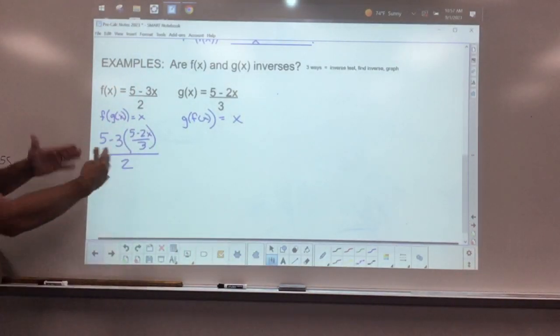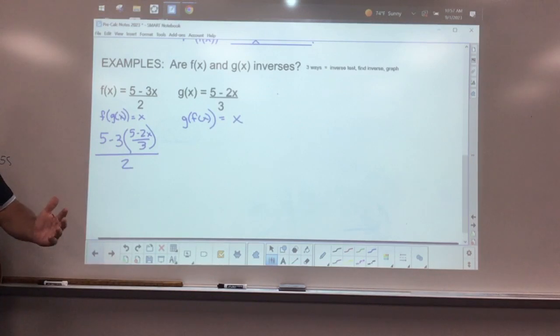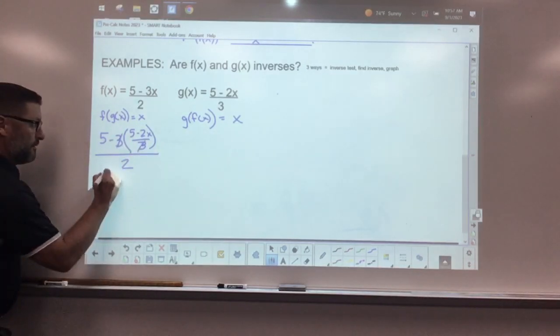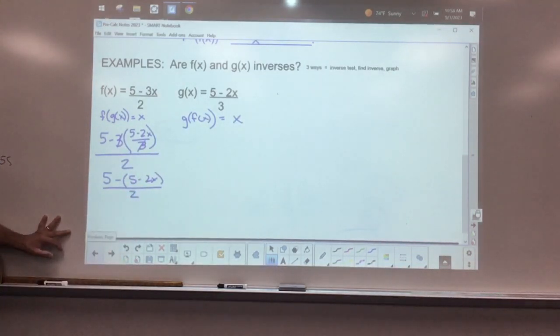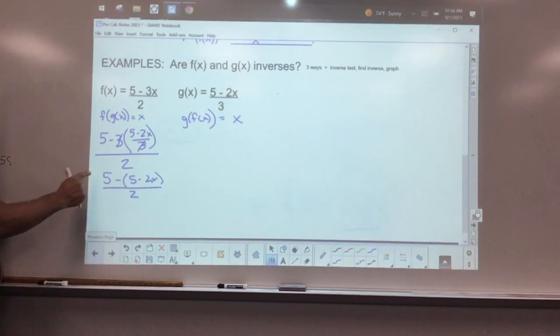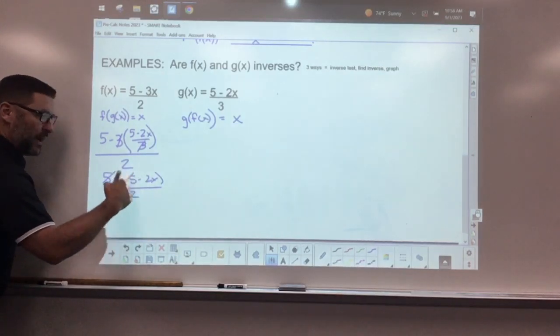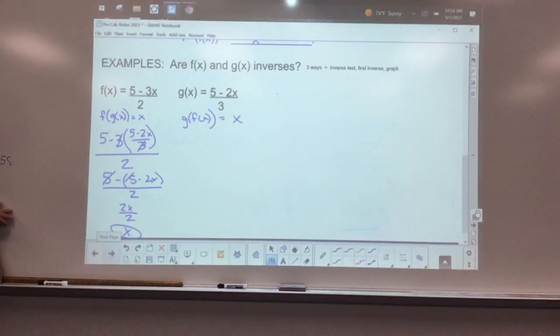Okay, so do you see anything that, boom, eliminates right now? What do you see? What goes away? Nope, not yet. The threes. 3 times 1 over 3. Wow. 5 minus 2x over 2. Okay, now I'm going to distribute the negative through. 5 minus 5, gone. Minus a negative 2x is plus 2x. I'm distributing the negative. I get 2x over 2, and I get x. So far, the inverse test applies because when I plugged one into the other one, it worked.